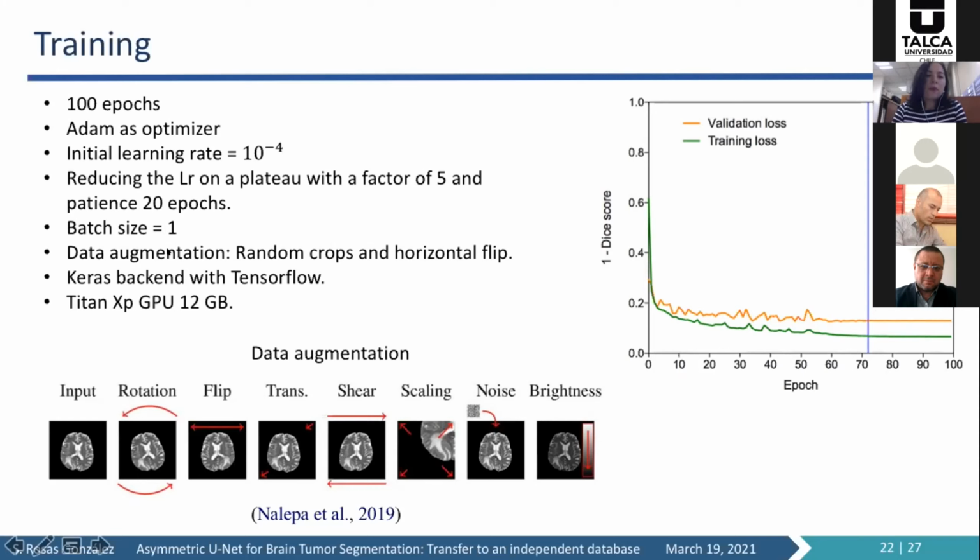And we experimented using different data augmentation techniques like rotation, flip, translation, scaling, and adding noise. But the best performance was obtained when we use only random crops and horizontal flips.